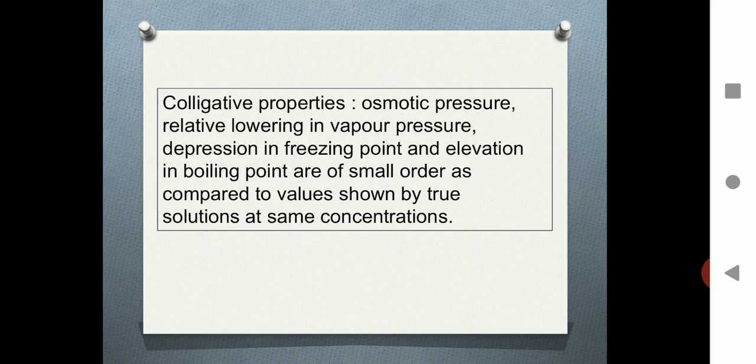This is because if we compare the same concentration of a true solution with that of a colloidal solution, then the number of particles present in a given volume of a colloid will be less as compared to a true solution. This is again because colloidal particles are larger in size than the true solution particles.